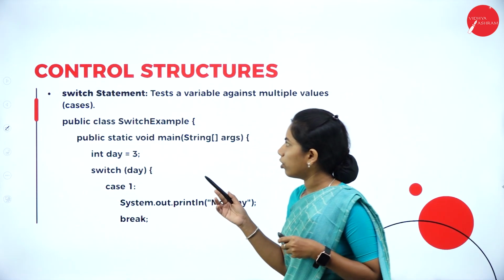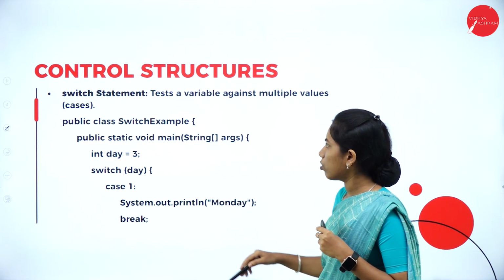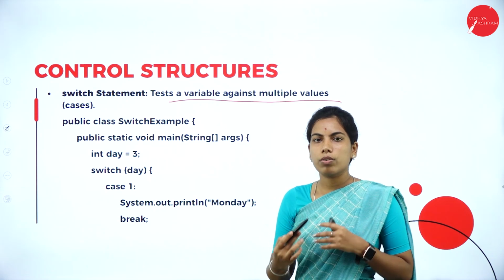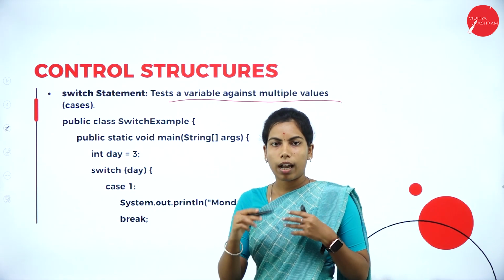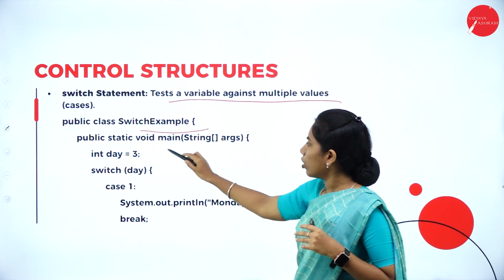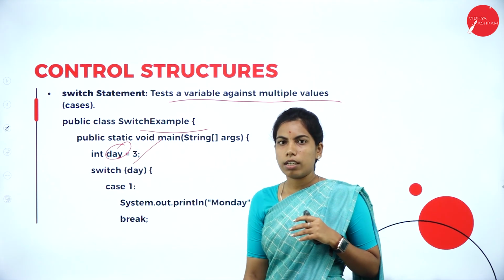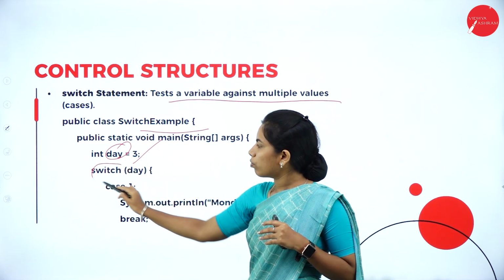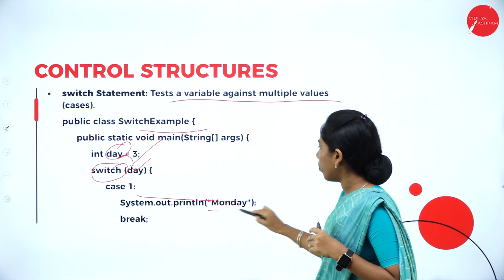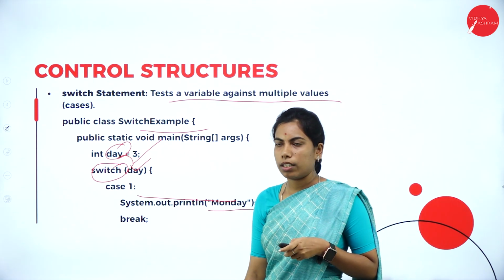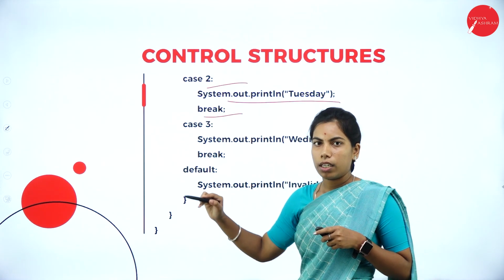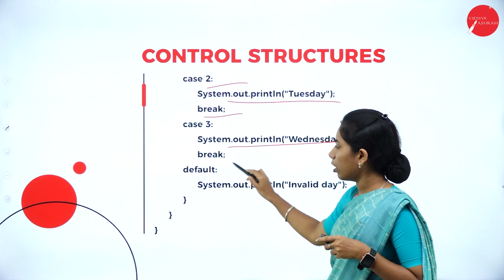And the last one in control structure, meaning decision making, is the switch statement. So test a variable against multiple values. In that case we have to use a switch. The name itself says switch. We have to switch from one case to another case. So here you can see the switch condition. Using the day, here day is equal to 3. Call the switch statement. Inside that pass day here. So case 1, Monday, and also give a break condition. And next to case 2, Tuesday, and give a break. Case 3, Wednesday, give a break.